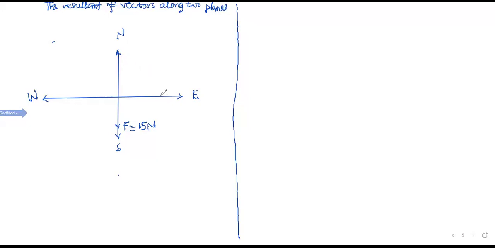Then we have this one. Let me bring it here. This is F1 acting due south. Its magnitude is 15 Newton. Then F2 acting along due east. Its magnitude is also 30 Newton. We are to determine the magnitude and the direction of these forces.